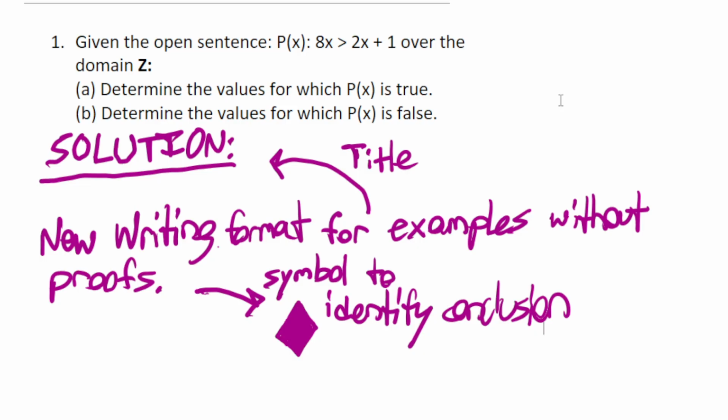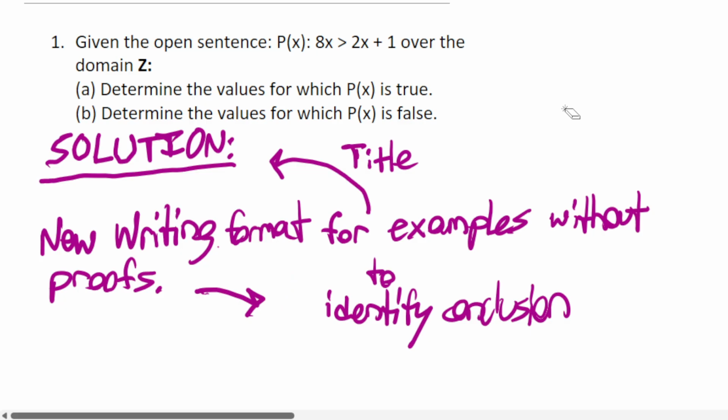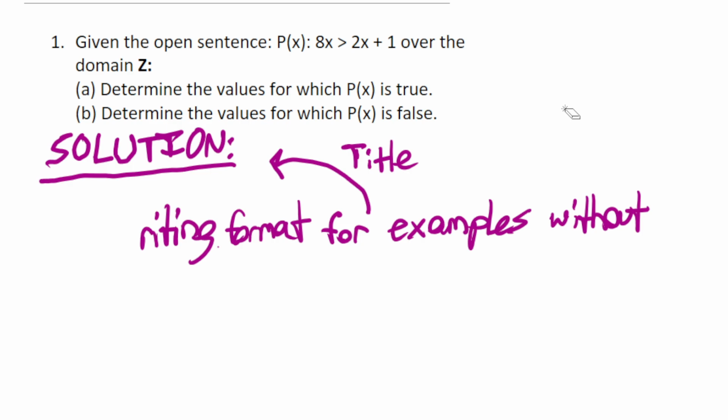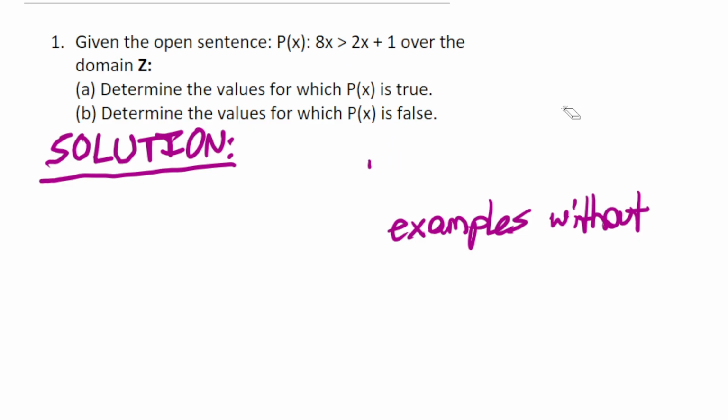So they often include a title, which is the solution, sometimes in all caps, sometimes all lowercase, and sometimes underlined. And they also include a symbol, which is often a diamond symbol, to identify the conclusion of the solution. So I'm going to be using those for these examples and for any non-proof based examples going forward. So I just wanted to mention that real quick to explain some of this new writing format that you may not have seen in the previous section.